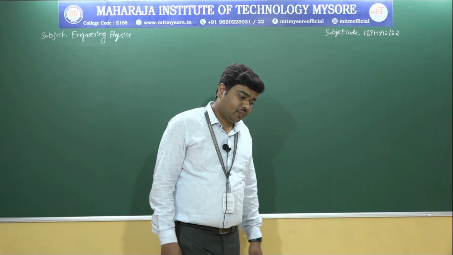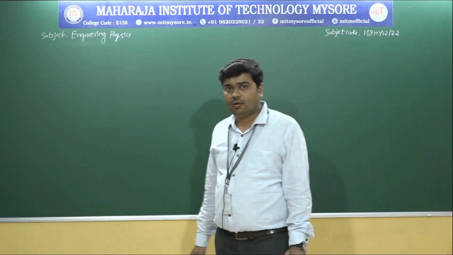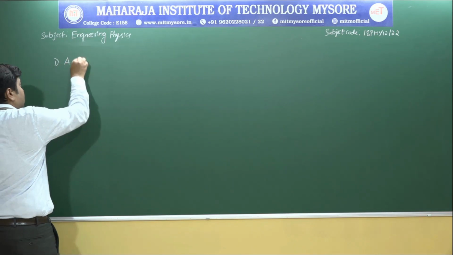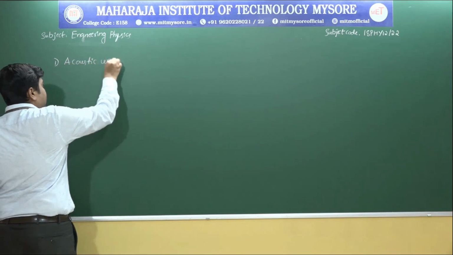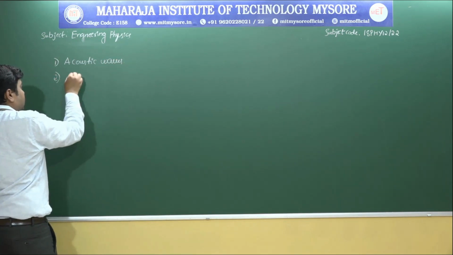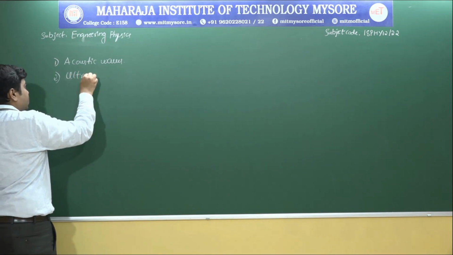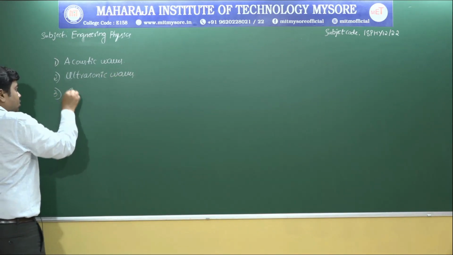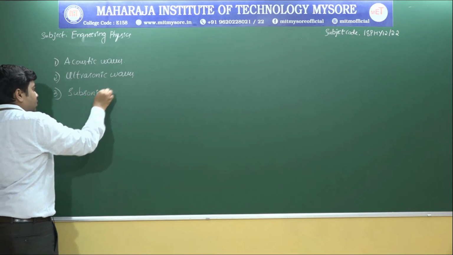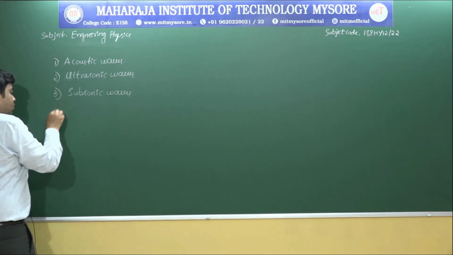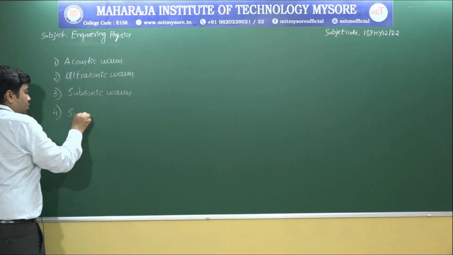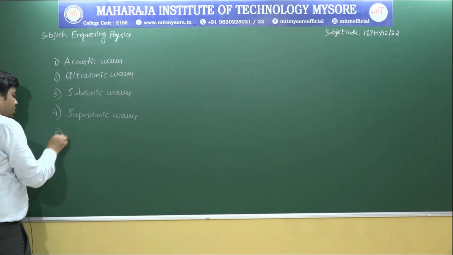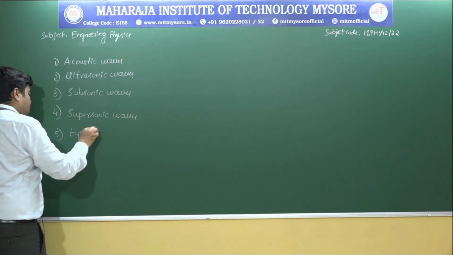Based on the variation of Mach number, certain mechanical waves have been classified into 5 types. They are: first one is acoustic waves, second one is ultrasonic waves, third one is subsonic waves, fourth one is supersonic waves, fifth one is hypersonic waves.